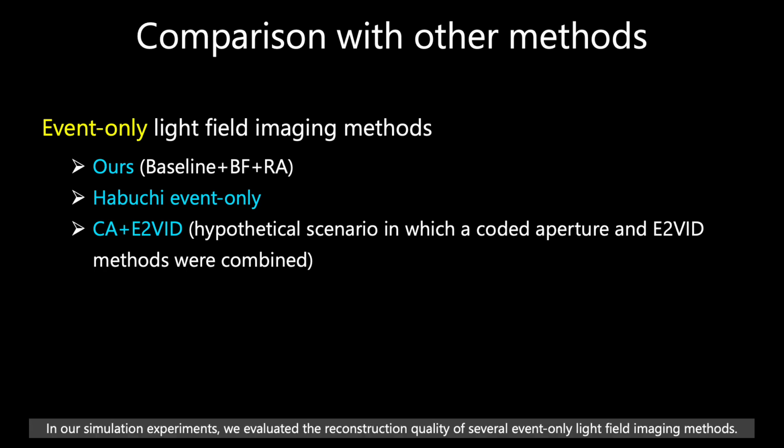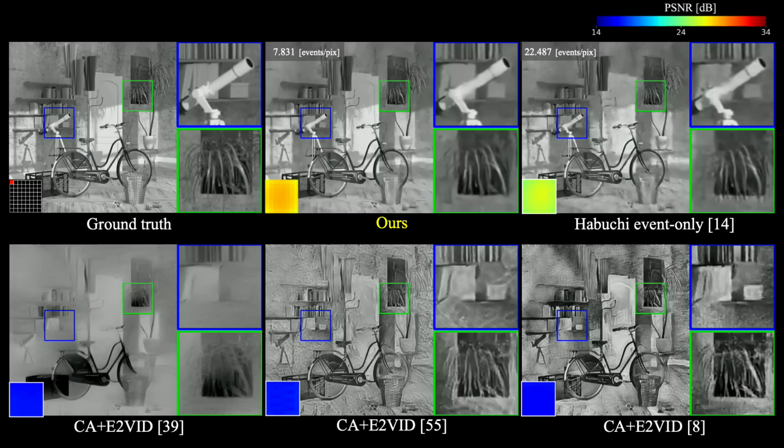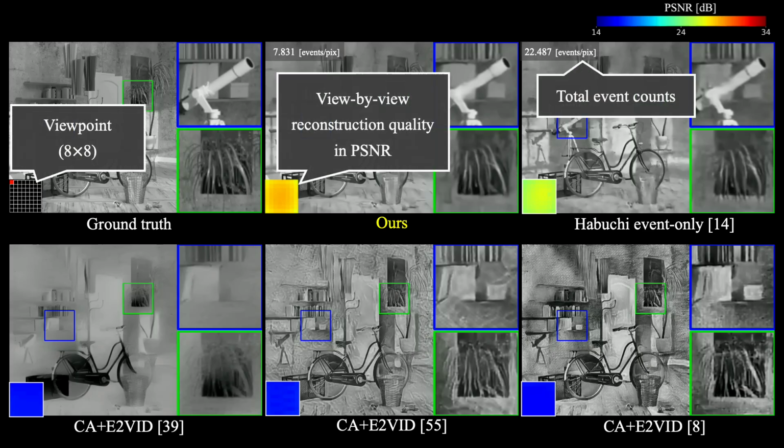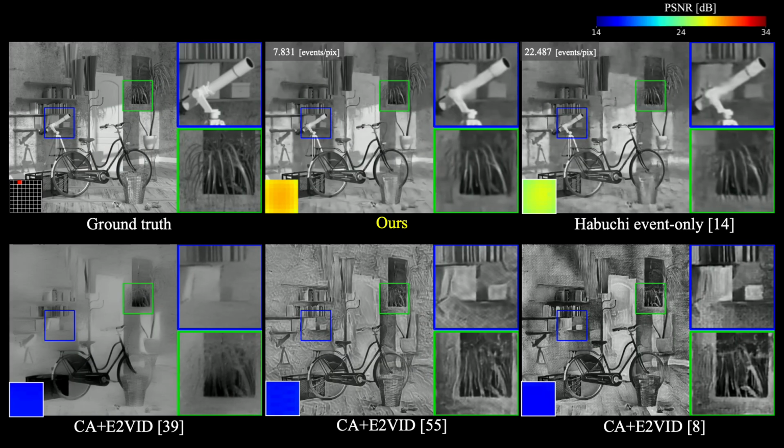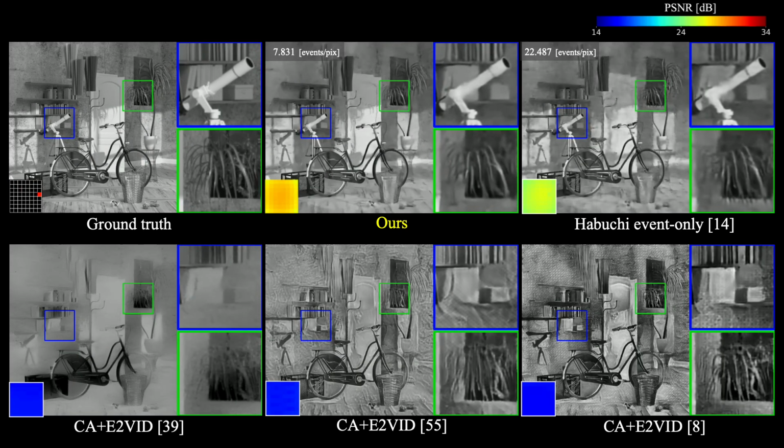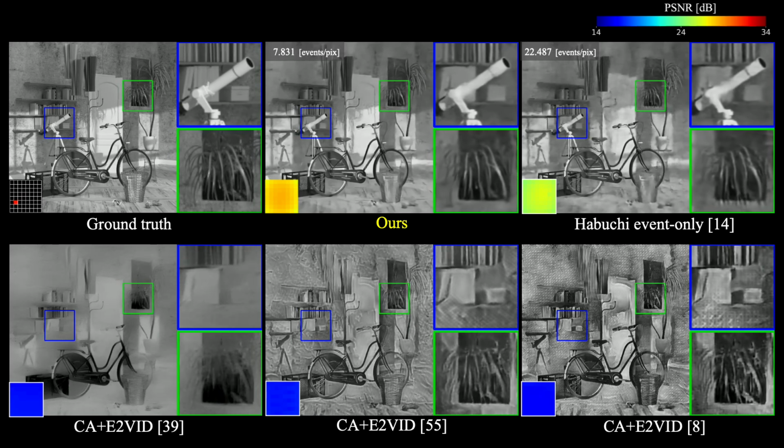In our simulation experiments, we evaluated the reconstruction quality of several event-only light field imaging methods. Here are the results. The heat map located in each result shows the PSNR of each viewpoint. Clearly, our method achieved the best quality.